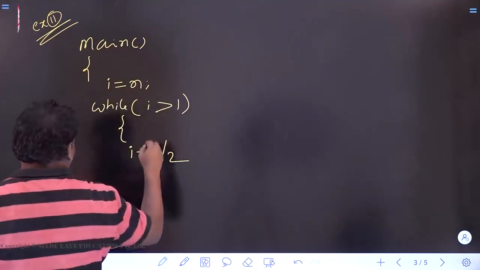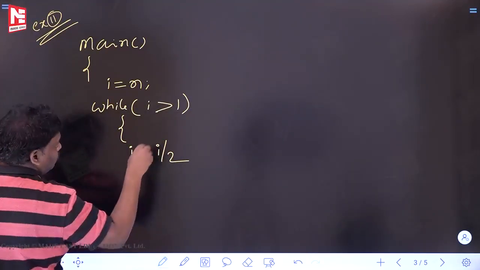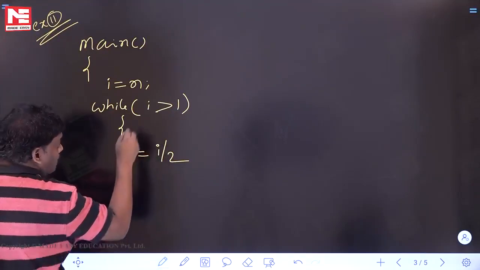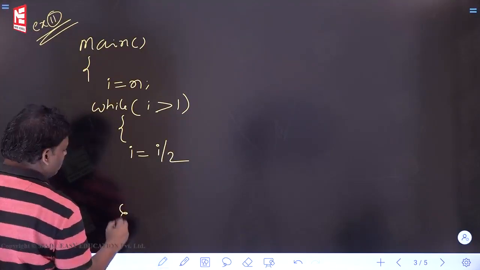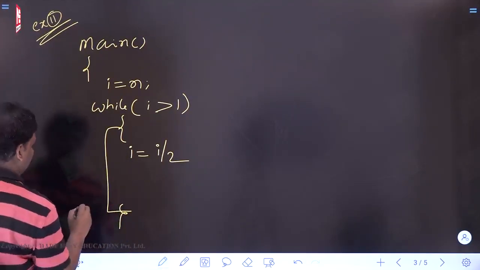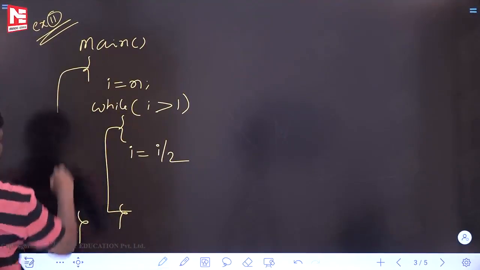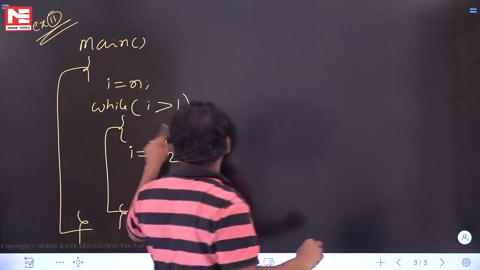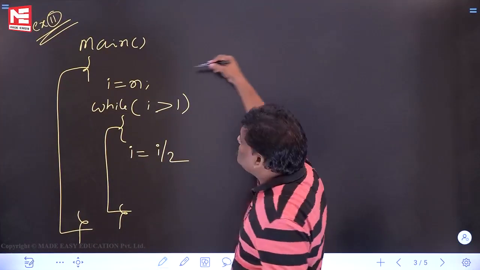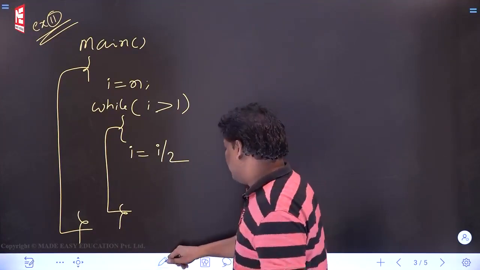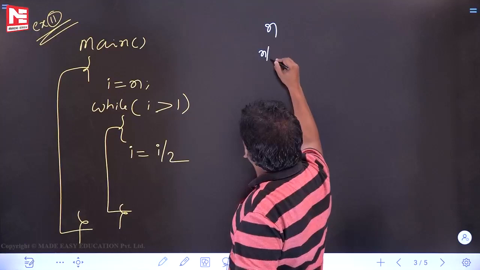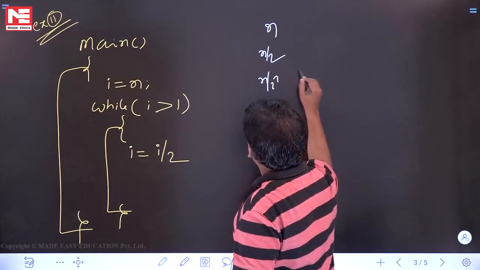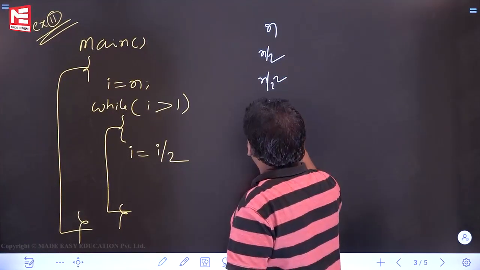Whenever you always divide by 2, I is decrementing fast. Then what is the answer? If you want, I will give the proof also. See the proof now. Always I by 2. I is initially n. Next n by 2. Next n by 2 square. Next n by 2 cube and so on.